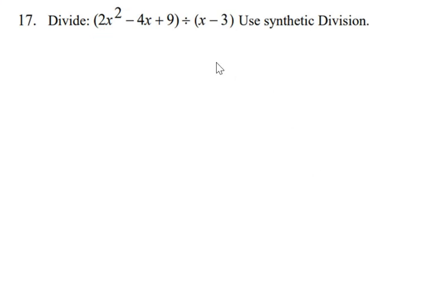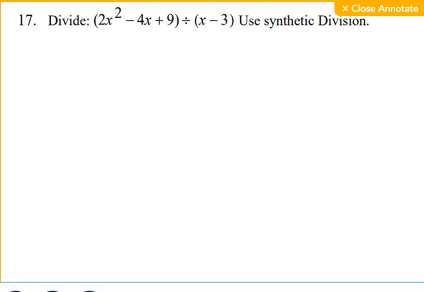All right, so this one says divide, number 17, 2x squared minus 4x plus 9 divided by x minus 3. But on this one, they want us to use synthetic division. Oh, yes. Oh, yeah. So once again, what is the first thing you're going to check for? Tell your neighbor, please. Yeah, standard form.